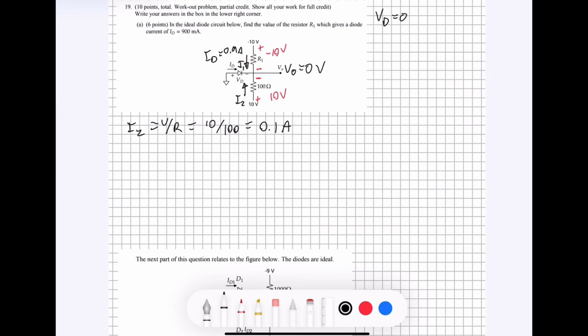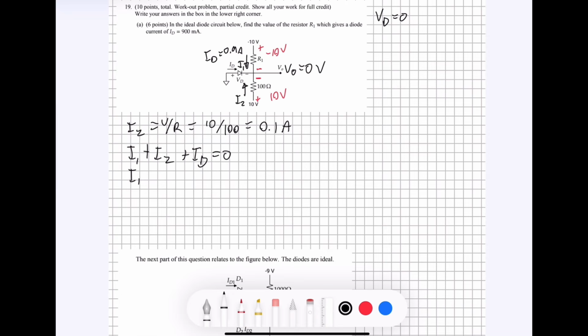Now, in order to determine what I2 is, we've got to sum the currents that we have so far, ID, I1, and I2. So I1 plus I2 plus ID, all of that is equal to 0.